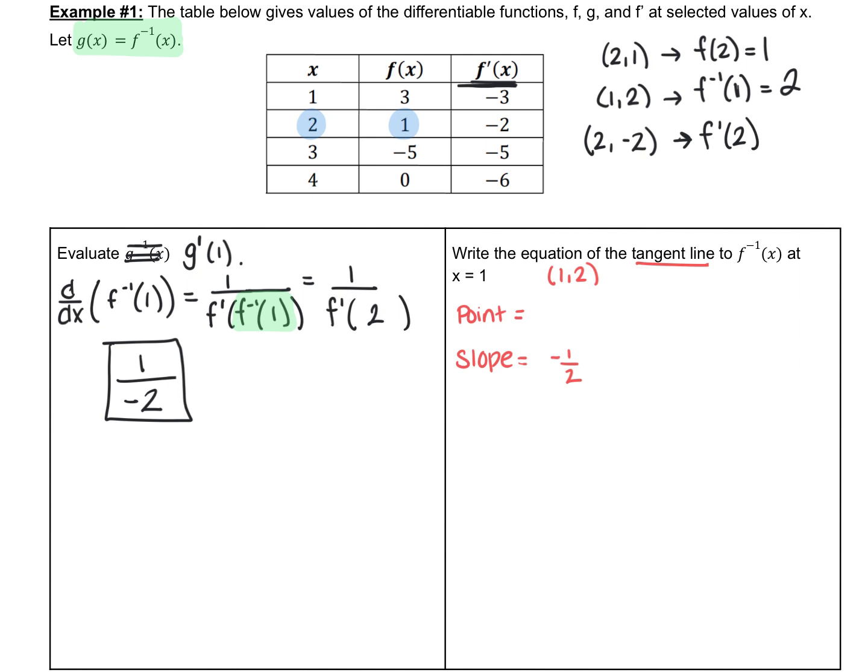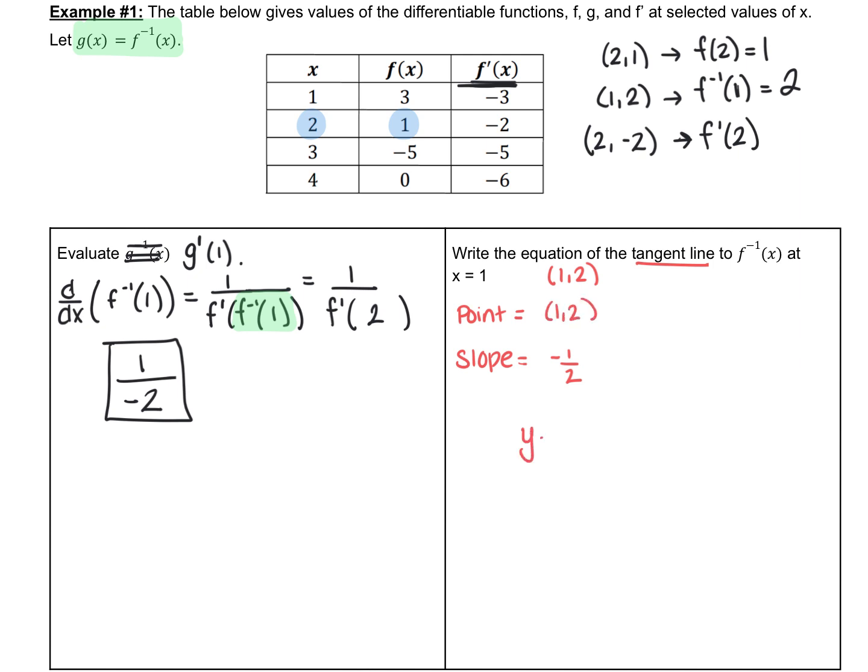So remember, it's the inverse. So the y value is my x, and my x value is my y. So we're switching the x and the y value. So my point, like I said here, is 1, 2.